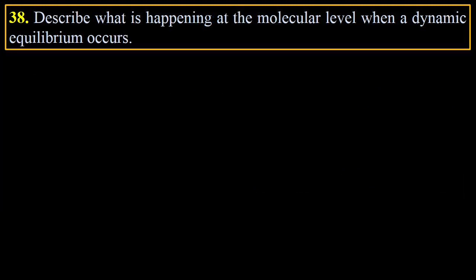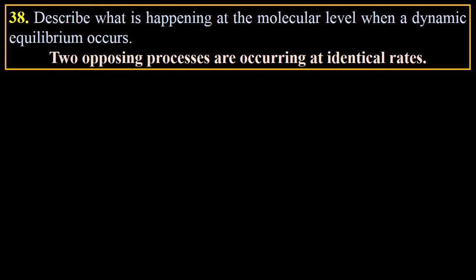Describe what is happening at the molecular level when a dynamic equilibrium occurs. What is happening with dynamic equilibrium? Well, dynamic means movement. Two opposing processes occur at identical rates. And they're happening, there's movement. Dynamic means movement. Equilibrium means a balance. There's a balanced movement.